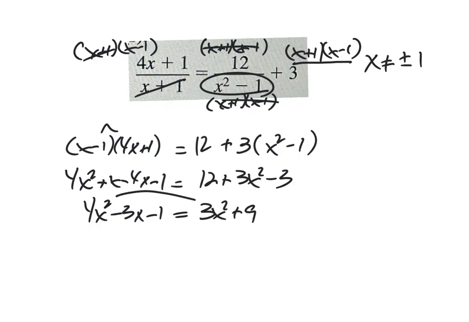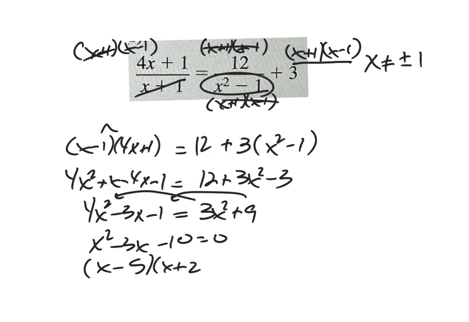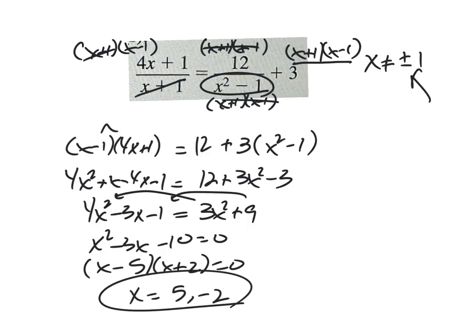Now let's move stuff. Take the 3x squared over, it's 1x squared minus 3x. Take the 9 over, it makes it minus 9 to go with the minus 1, that's negative 10. We can factor: x minus 5, x plus 2, which gives me 2 solutions. This is going to be 5 and negative 2. Check back up at the top. We're still good. Circle those bad boys, and you got it.